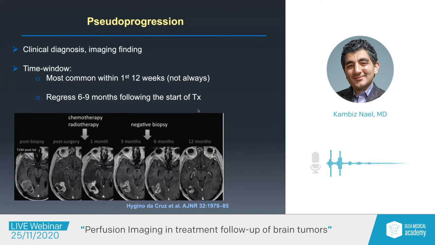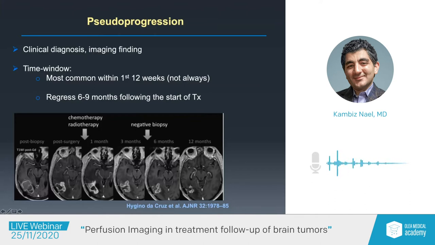So what you see in pseudo-progression is interval development of enhancing tissue after treatment. The most common window is within the first 12 weeks, within the treatment window. Not always, it can be slightly more delayed, but that's the most common window within the first 12 weeks from the treatment. And it usually regresses over the course of 6 to 9 months following the start of treatment. This is an example from literature, tissue basically biopsy proven pseudo-progression.